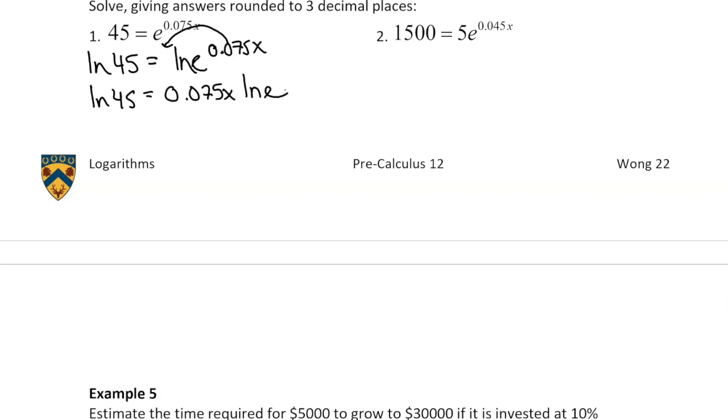But the thing that's so nice about this is when you have this ln e right here, you can just cross that off because you know it equals the number 1. And then you can divide both sides by 0.075. Then you could say, okay, ln 45 divided by 0.075, and we get something that would be 50.755.